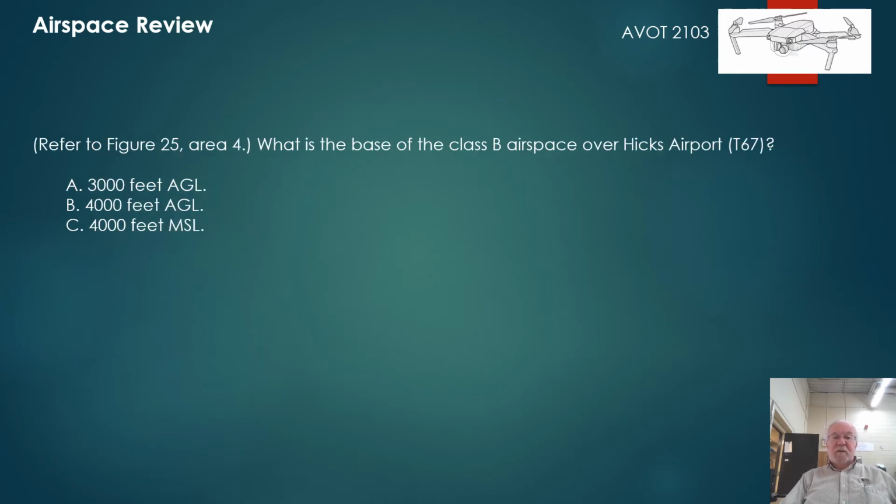Refer to 25 Area 4. What's the base of the Class B airspace over Hicks Airport? So pause the video if you need to. Look that over, and you will find that it's 4,000 feet MSL. That's the base of the Class B airspace over Hicks Airport. Remember, it's 4,000 feet, then a slash, and then the top of the airspace is the other number above it.